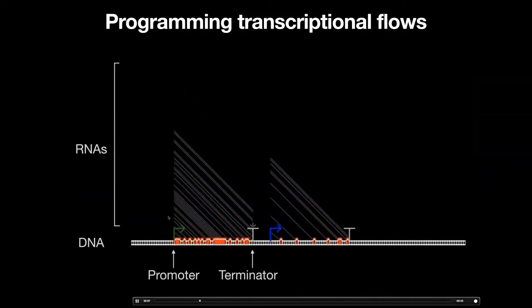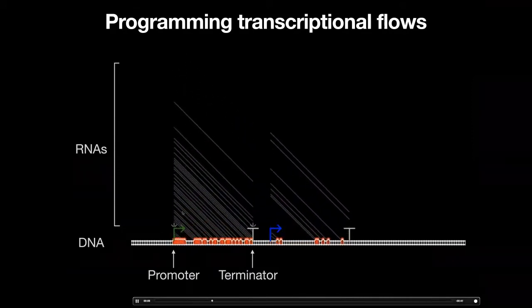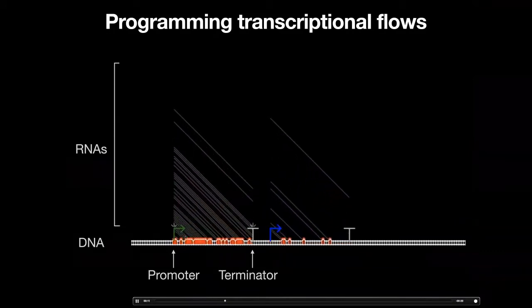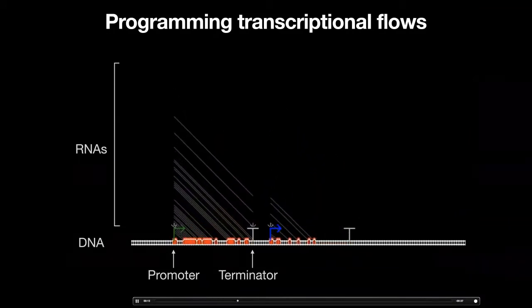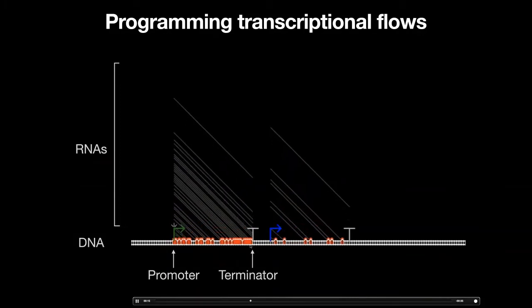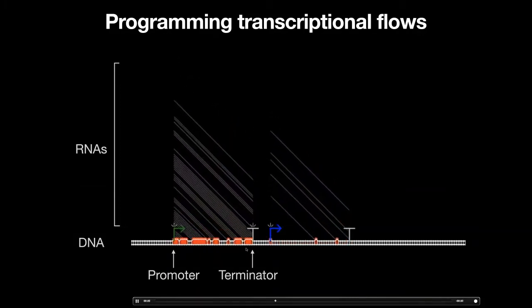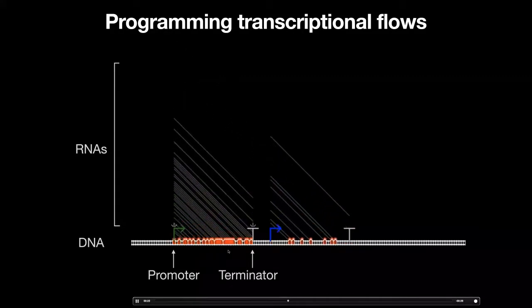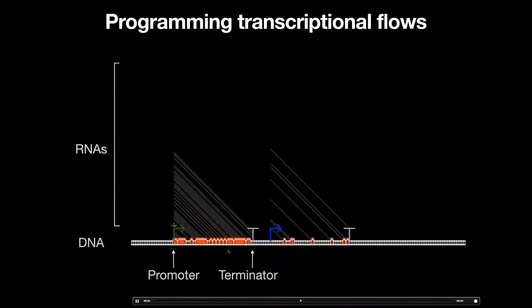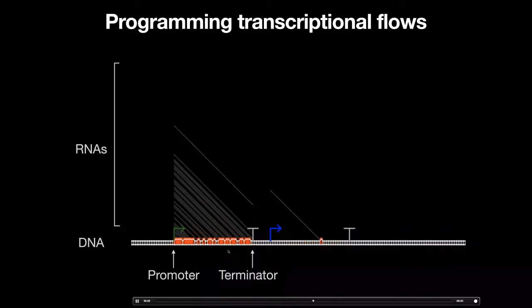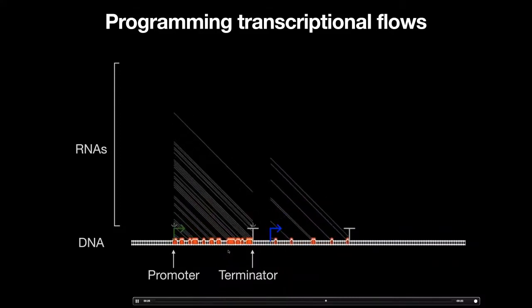To do this, we can make use of really simple genetic parts like promoters and terminators. Promoters, these things here, enable RNA polymerases, these little red dots, to bind and start reading the DNA, while these terminators cause them to halt and disassociate. By positioning these promoters and terminators, we can affect where the RNA polymerase flows are able to travel, and therefore how the DNA itself is read.